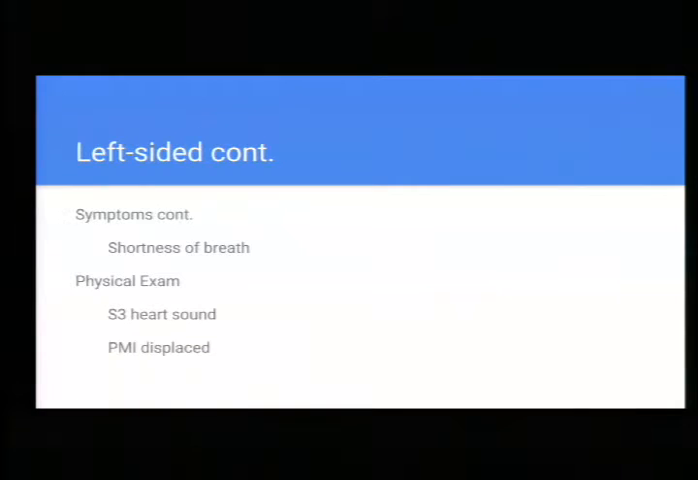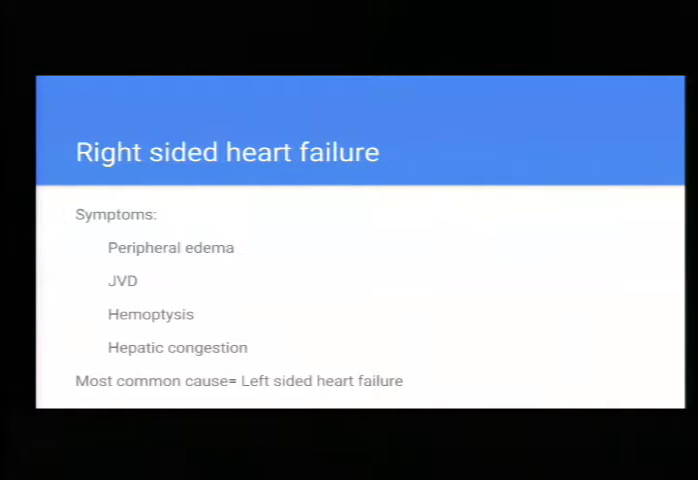On your exam, very rarely can you actually hear this in the field. Very rarely is it quiet enough for me to hear in the ER. But you may hear that third heart sound, and check your PMI, your point of maximal impulse. Your heart should be sitting down about right here. In CHF, with a big enlarged heart, it will be displaced laterally and inferiorly, just because that ventricle is getting much bigger. These are the patients that have that big heart on a chest x-ray. So that's your left-sided. They're tired, they're short of breath, they don't have peripheral edema.